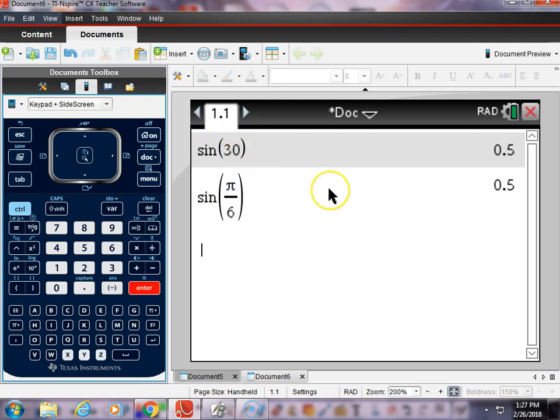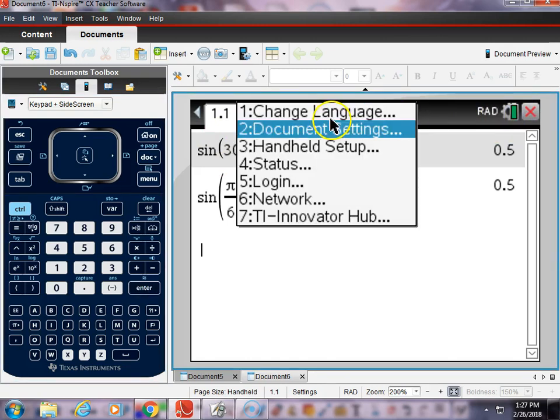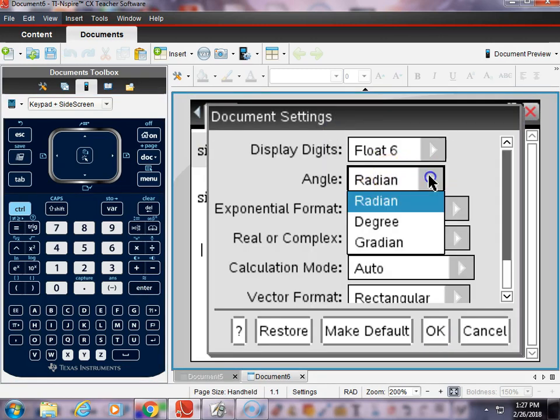So the deal is, most of the time it'll be, but not guaranteed, the problem is in degrees. You'll want this up here, document settings, change that to degree mode.